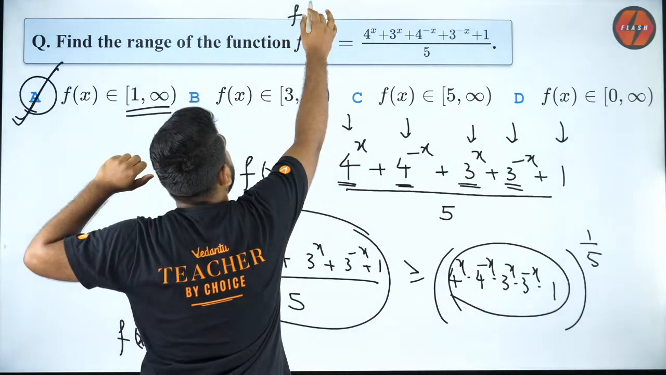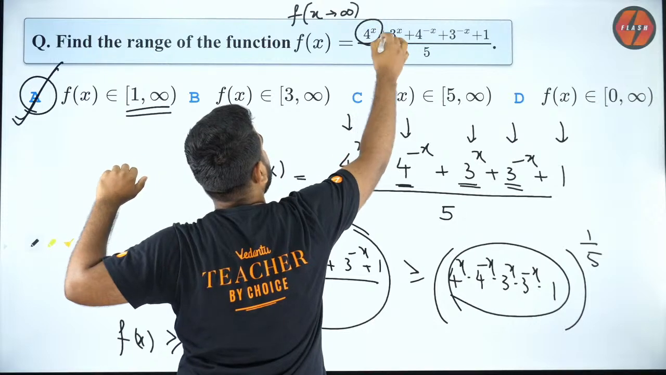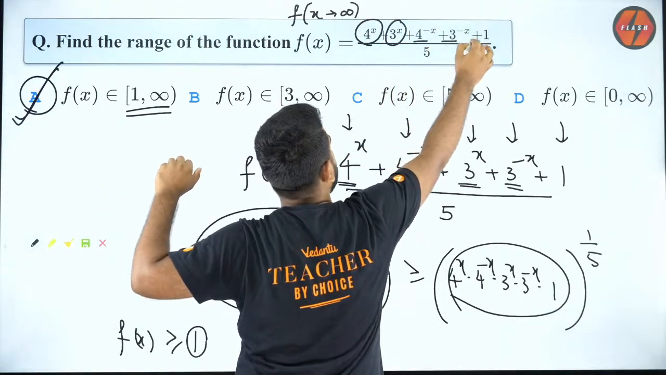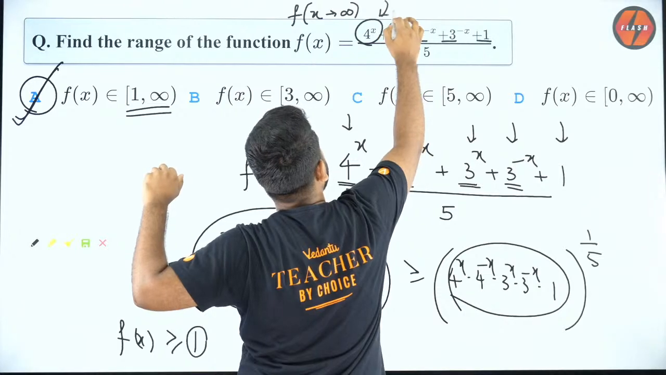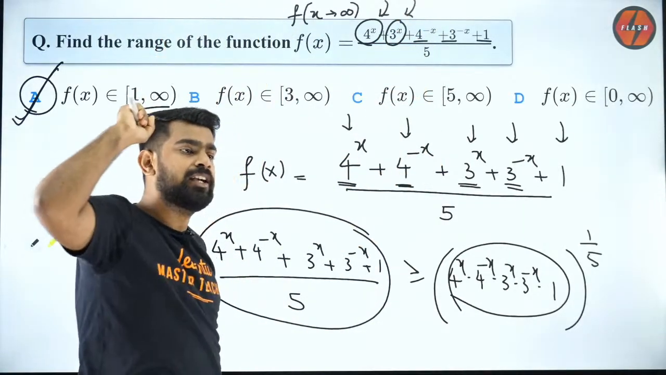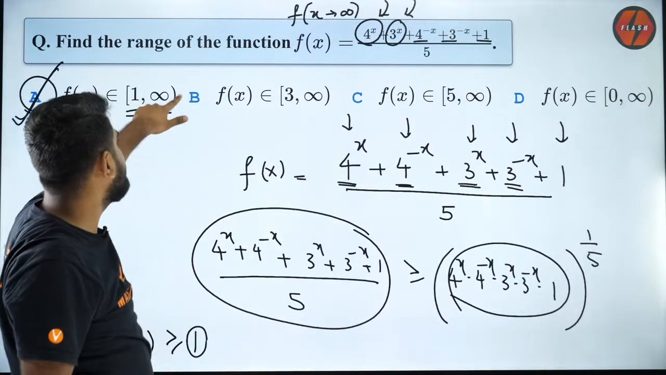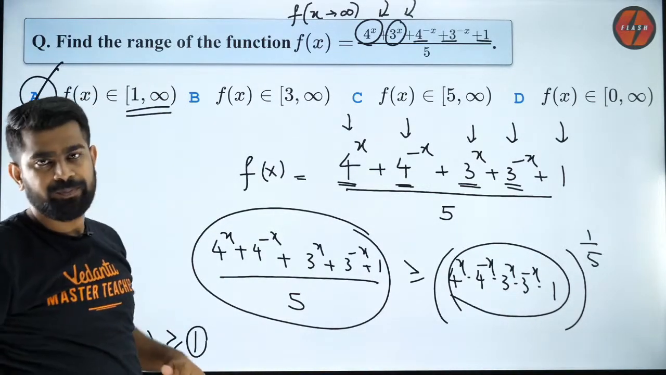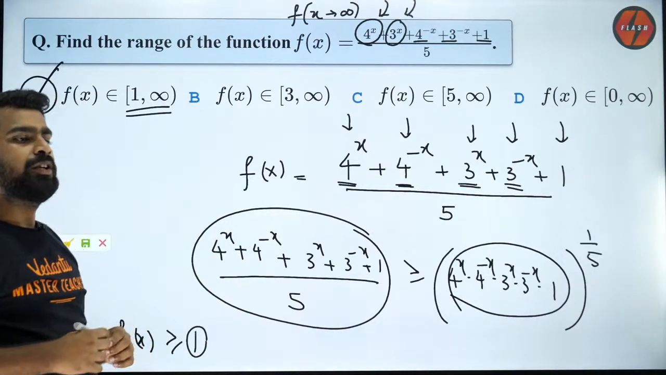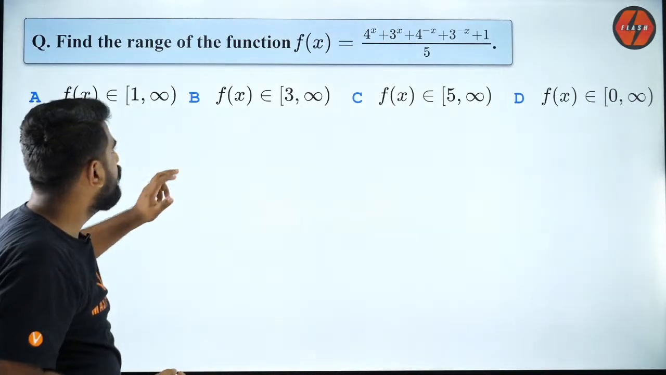So if you say x tending to infinity, then this will be 4 to the power infinity, this will be 3 to the power infinity, and these are all small terms. So 4 to the power infinity plus 3 to the power infinity is very high. It's a very large number. So that is why the higher value is infinity. Got it? I hope you understood it. Let us move forward. We will see more such questions in the coming ones.